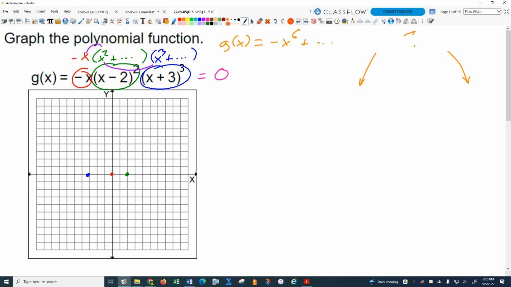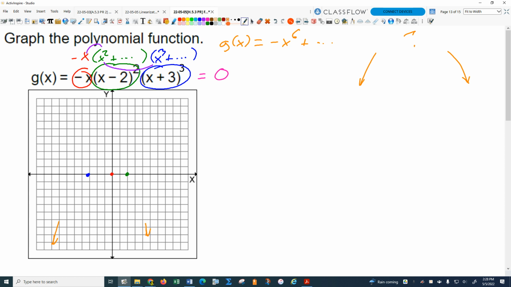We know this is down on the left and down on the right. Now we just got to fill in the pieces in between. Okay, so what's this thing going to do at the first one? If we start at the right and kind of work backwards, doesn't matter. What does the 0 do at 2 based on the multiplicity? What's going to happen at that x-intercept at 2 based on the multiplicity of the green factor?